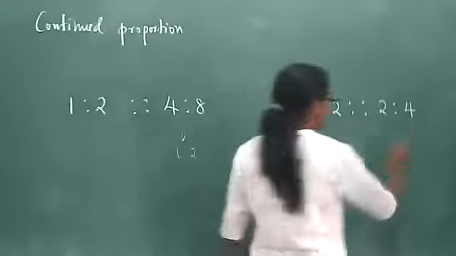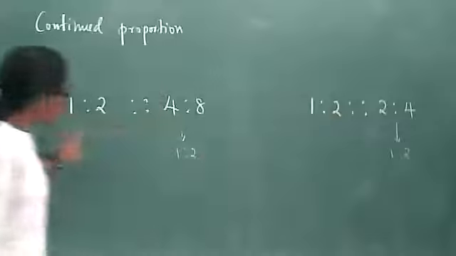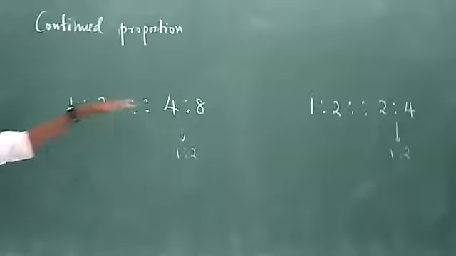Similarly, the simplest form of 2:4 is 1:2. Both are proportions only, and both of them are having 1:2. Do you see any pattern which makes this one different from that one?